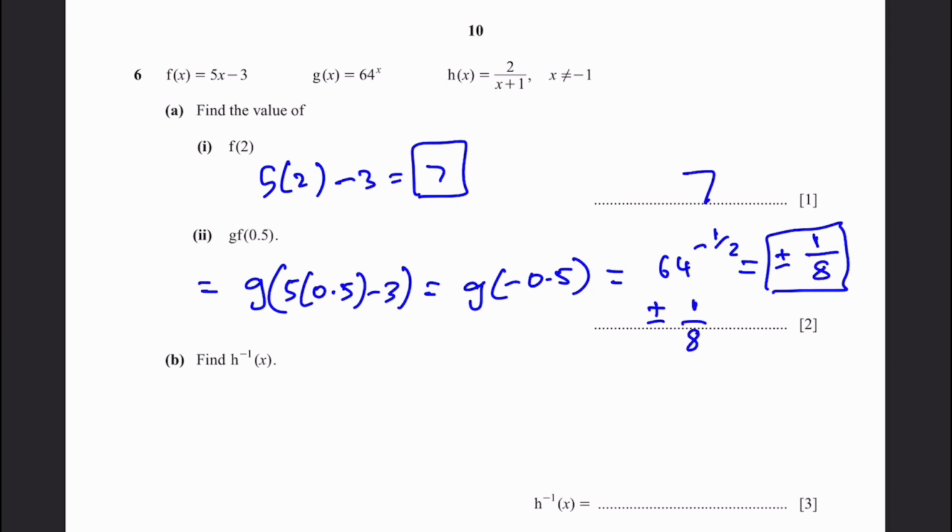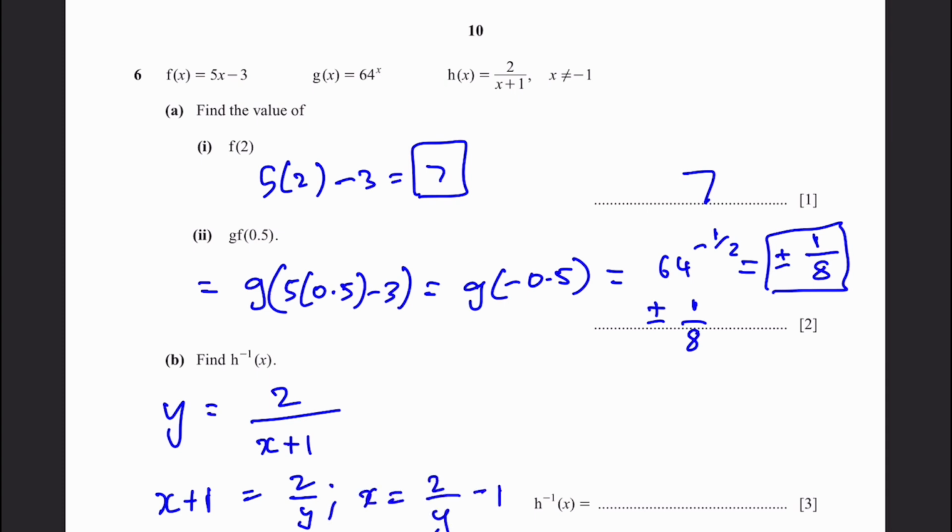B. Find h inverse of x. Well, we know that h of x is equal to 2 by x plus 1. That's the function h. Let's just substitute y equal to 2 by x plus 1. So that means x plus 1 equals 2 by y, and x is going to be 2 by y minus 1.